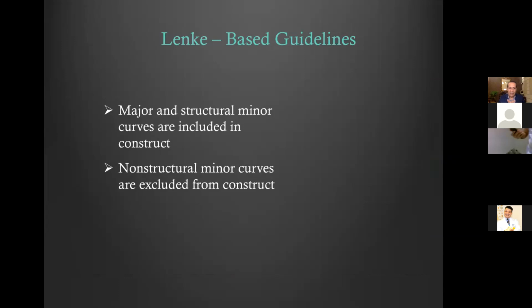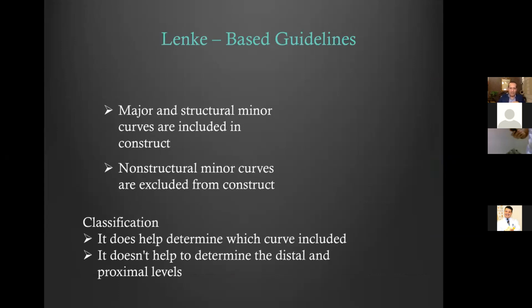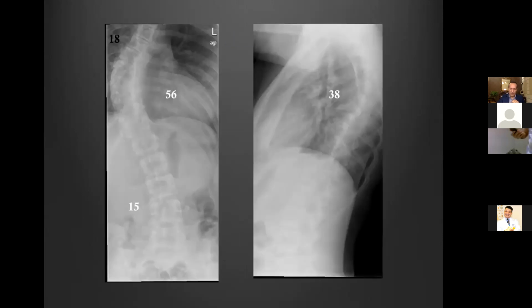So in the Lenke classification, the major and structural minor curves are included in the construct. The non-structural minor curves are excluded from the construct. This classification does help determine which curves are included, but it doesn't help determine the distal and proximal levels or the instrumented vertebrae.